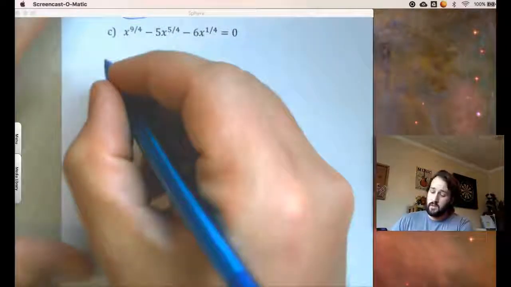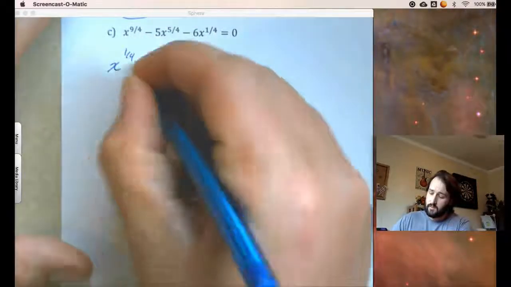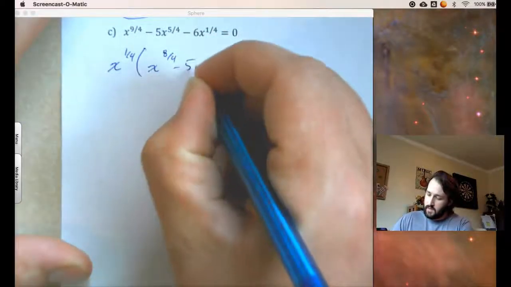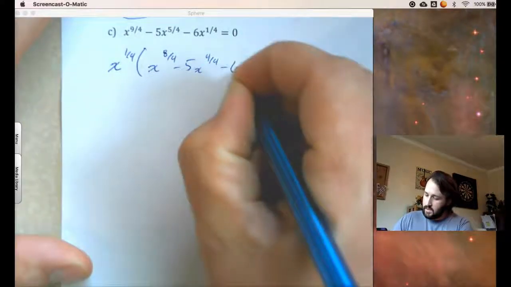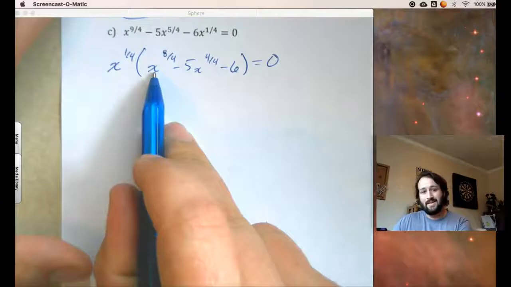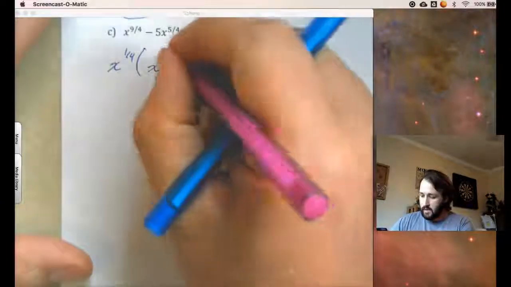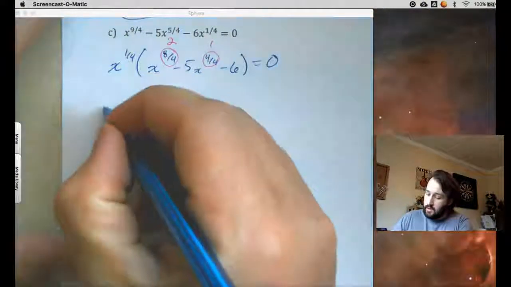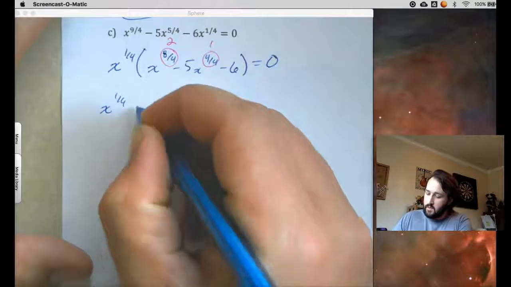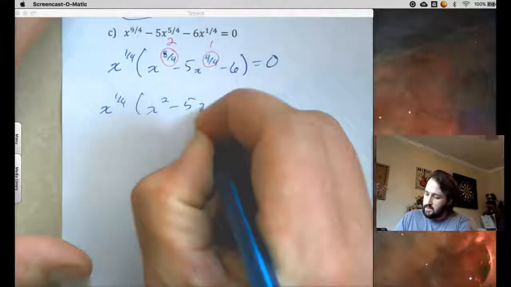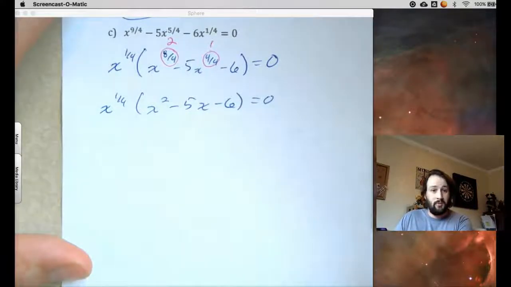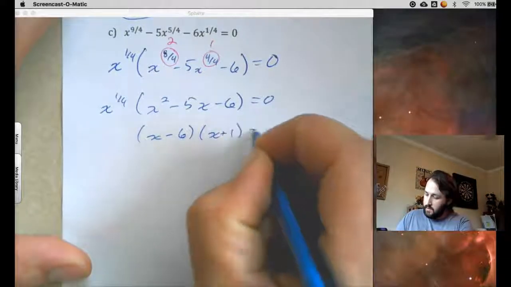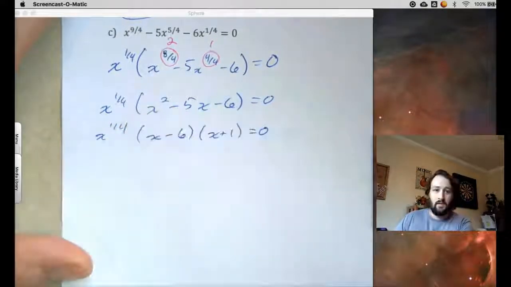So what they want you to do here is factor out this x to the 1/4 such that this becomes x to the 8/4 minus 5x to the 4/4 minus 6. Well, if we think about those numbers on the inside here, 8/4, that is 2. 4/4 is 1, so it's just a quadratic, where all that they were trying to get you to do was factor out that x to the 1/4. So this is x squared minus 5x minus 6 equals 0, which we can factor. Right? That's x minus 6 and x plus 1 equals 0. And I still have x to the 1/4 on the outside.